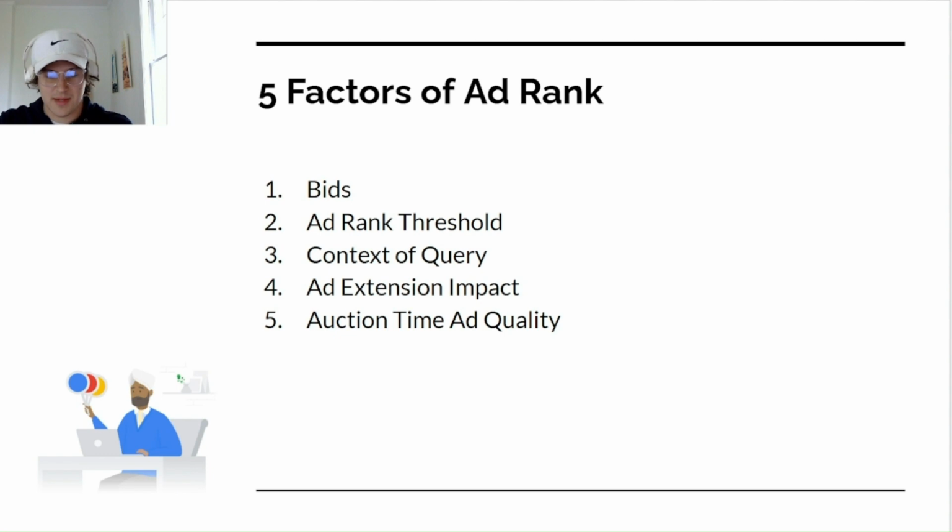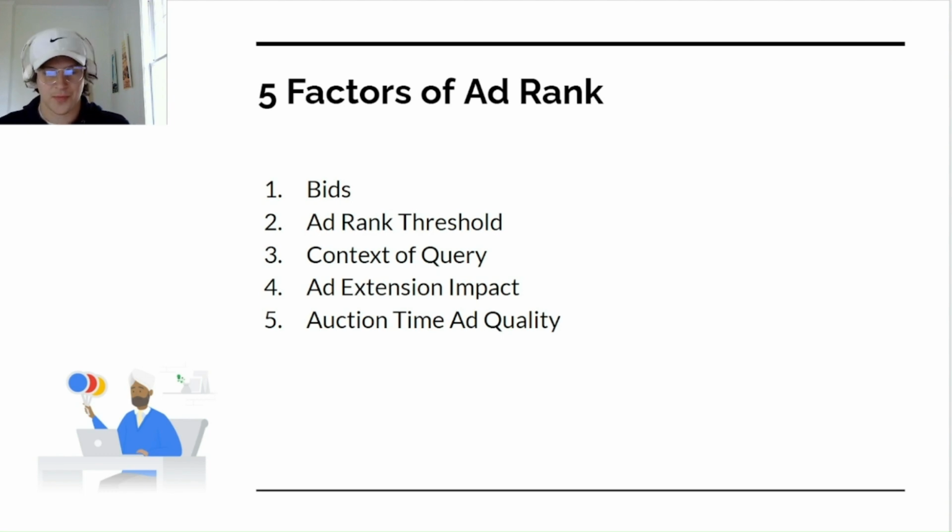And then the fifth thing is going to be auction time ad quality. So Google Ads also looks at how relevant and useful your ads are and the website it links to, right? So if people are clicking on your ad and going to a landing page, is it relevant, right? Does the landing page have similar copy to the keywords that you're bidding on? And again, this kind of goes back to the ad rank threshold.